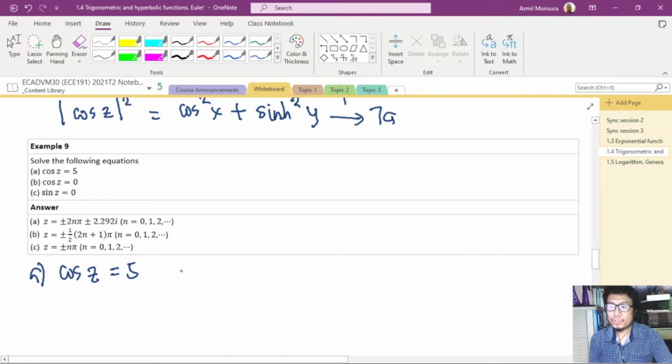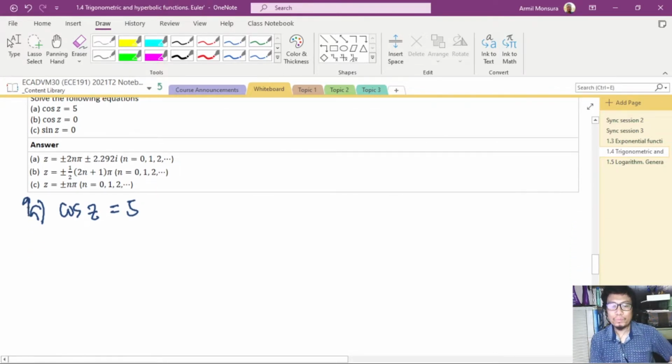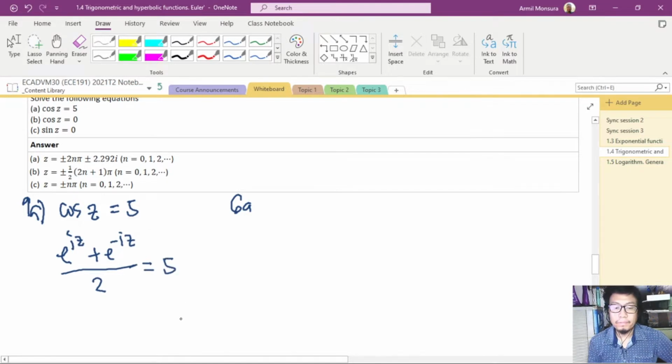To start working on this one, we have two options. The first one is what I will demonstrate, using the exponential equivalent of cosine of z. The second one is by the use of formula 6a, which you have established earlier. So, let us use the exponential equivalent and write cosine of z as e raised to iz plus e raised to negative iz divided by 2, which is equal to 5.